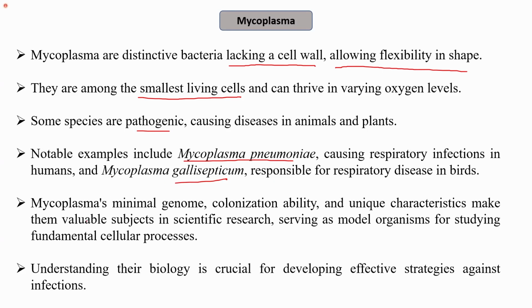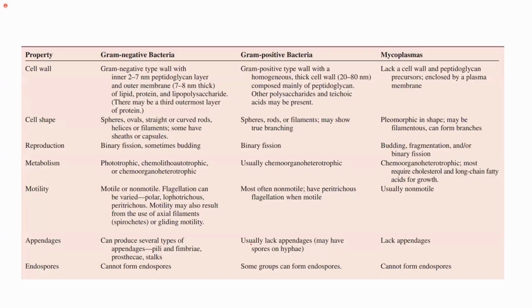So one of the major advantages of studying the Mycoplasma is their minimal genome. So their genome size is very small. Their colonization ability helps in understanding the unique characteristics that make them valuable subjects in scientific research. And therefore, this serves as a model organism for fundamental cellular processes. So therefore, it is very important to understand the mycoplasma. So mycoplasma are distinct bacteria lacking the cell wall, and they are the smallest living organisms. So these are the differences between the gram-positive, gram-negative, and mycoplasma cells.